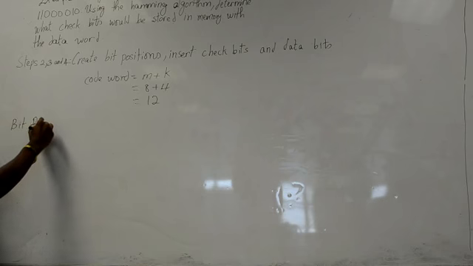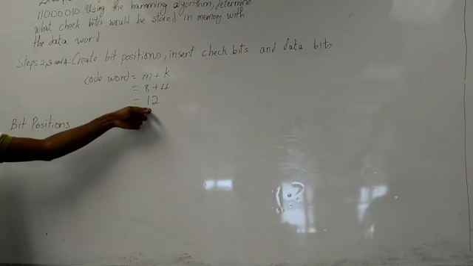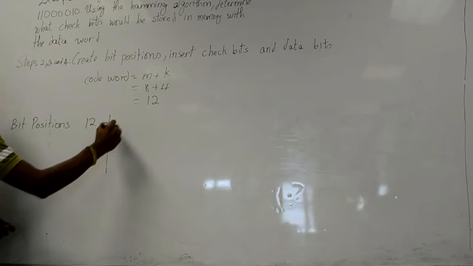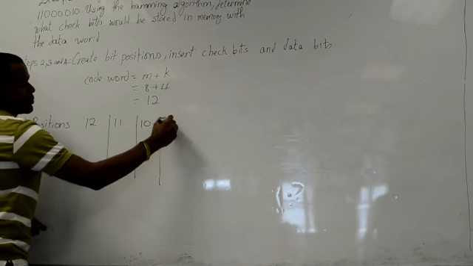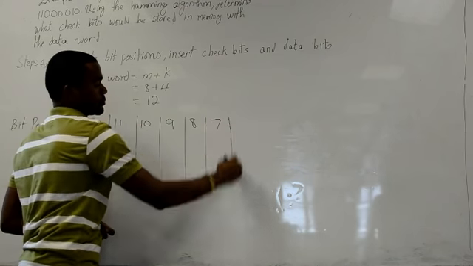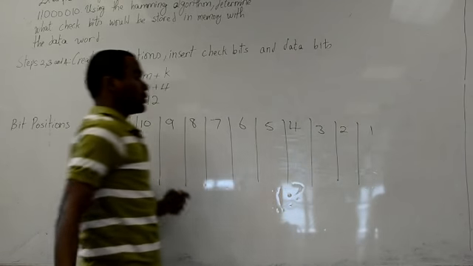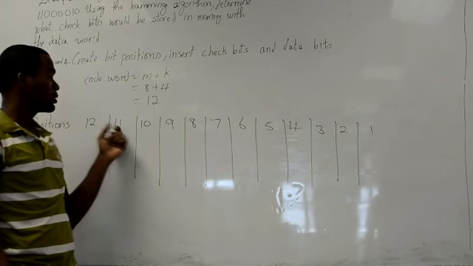So we're going to make our bit positions. And we need 12 positions. Alright, so 12, 11, 10, now the next step is getting the binary representation for each of these positions.